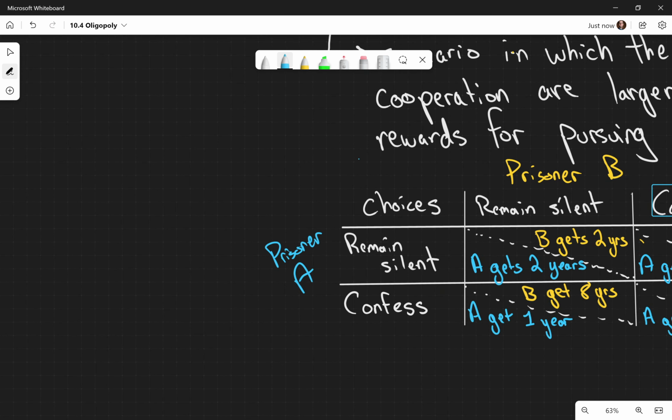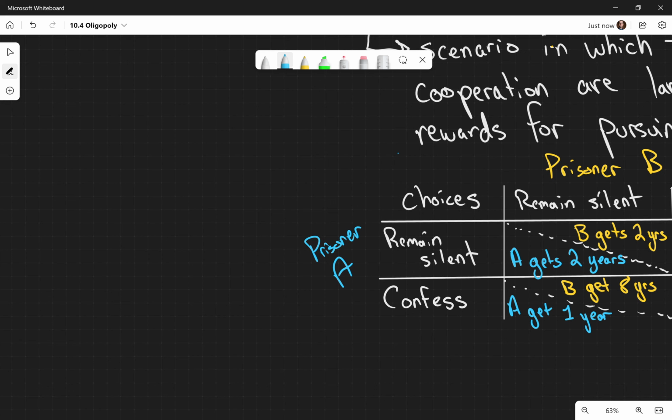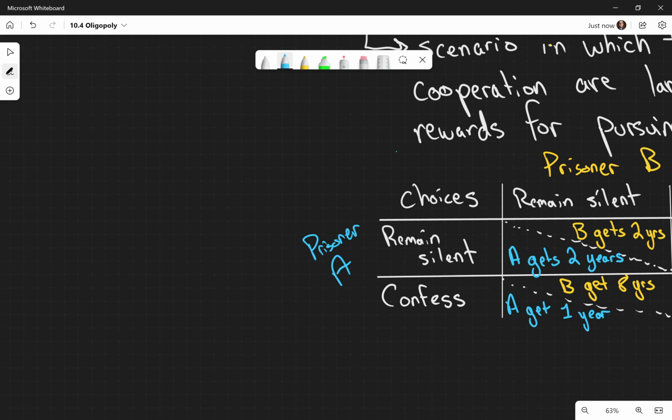I'm assuming, so if I'm prisoner A, the first thing I would do is I would just cover up the other half of this matrix, right, of this table. And I would say, let me assume that prisoner B is going to remain silent, right? If I assume prisoner B is going to remain silent, am I going to want to remain silent and get 2 years, or am I going to want to confess and get 1 year?